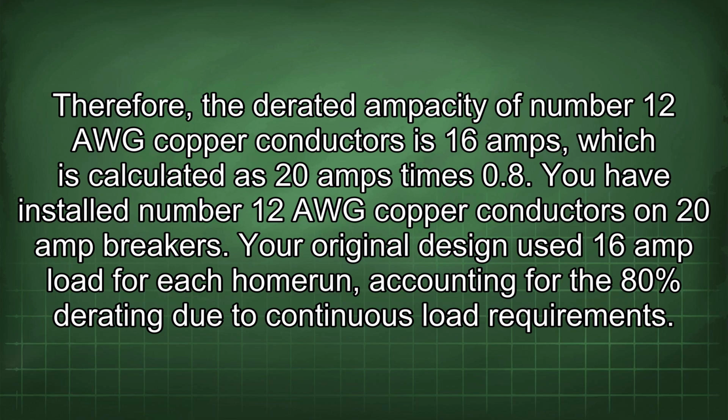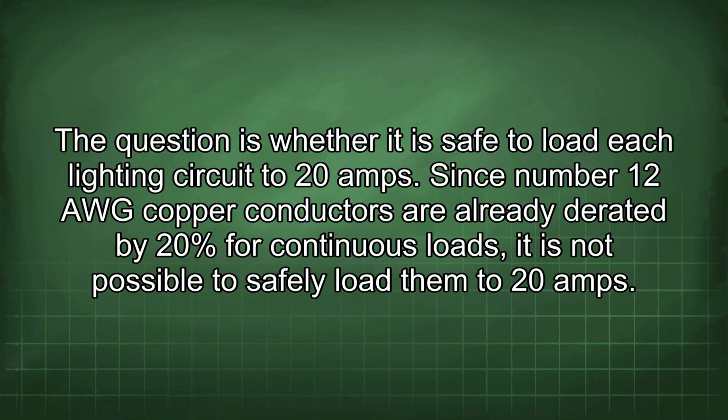0.8. You have installed number 12 AWG copper conductors on 20 amp breakers. Your original design used a 16 amp load for each home run, accounting for the 80% derating due to continuous load requirements. The question is whether it is safe to load each lighting circuit to 20 amps. Since number 12 AWG copper conductors are already derated by 20% for continuous loads, it is not possible to safely load them to 20 amps.